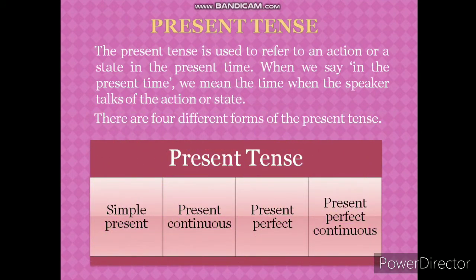First, we will learn about present tense. The present tense is used to refer to an action or a state in the present time. When we say in the present time, we mean the time when the speaker talks of the action or state. There are four different forms of the present tense: simple present, present continuous, present perfect, present perfect continuous tense.